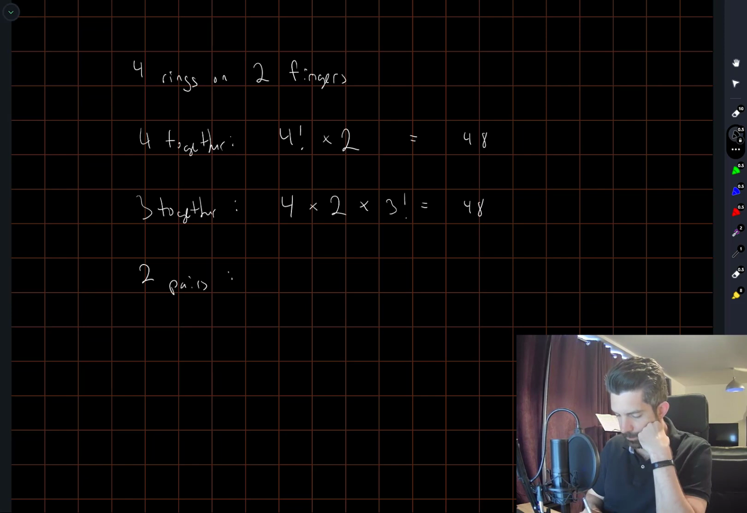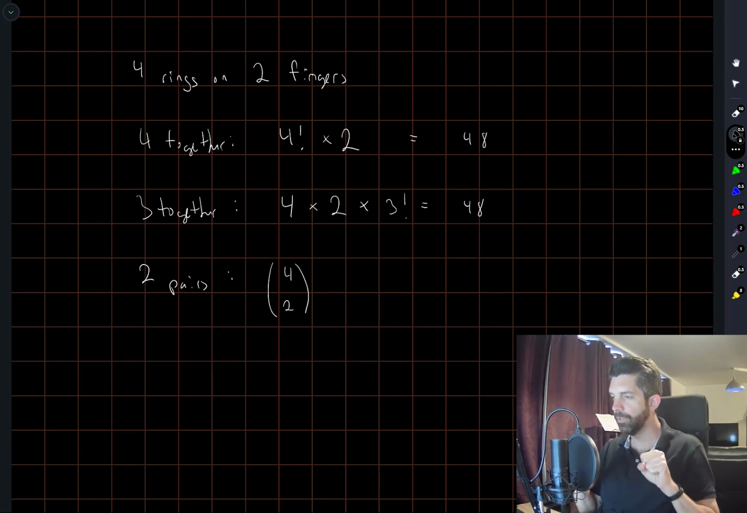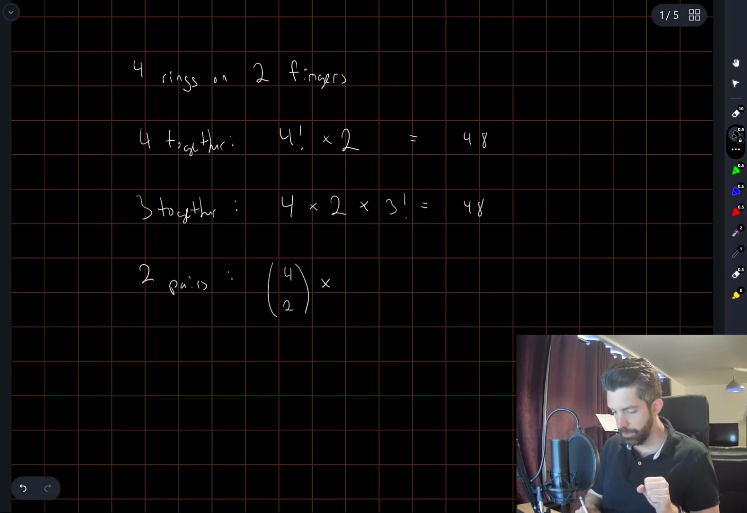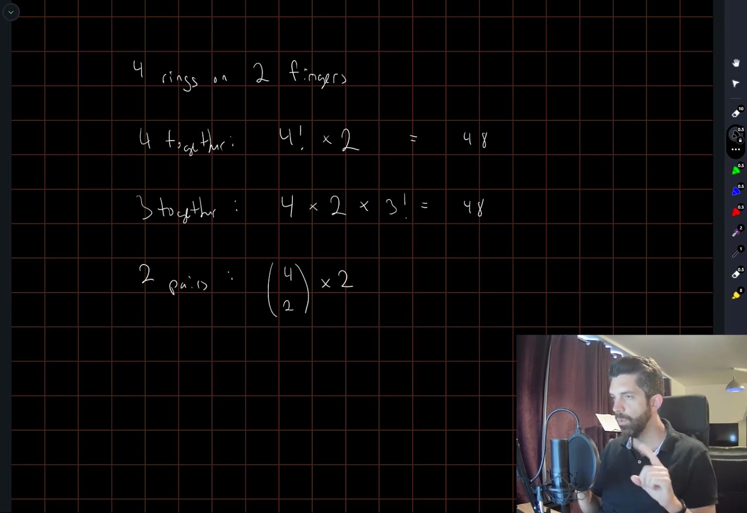I suppose that's 4 choose 2. So there's this many ways of dividing the 2 rings into 2 groups. Then we have to multiply by 2, because the first group could go on the first finger or could go on the second finger.